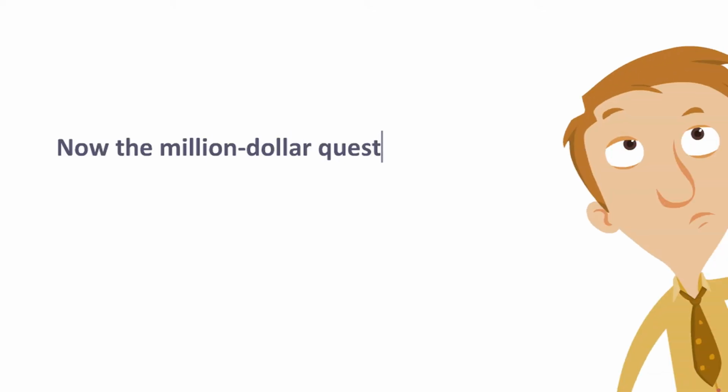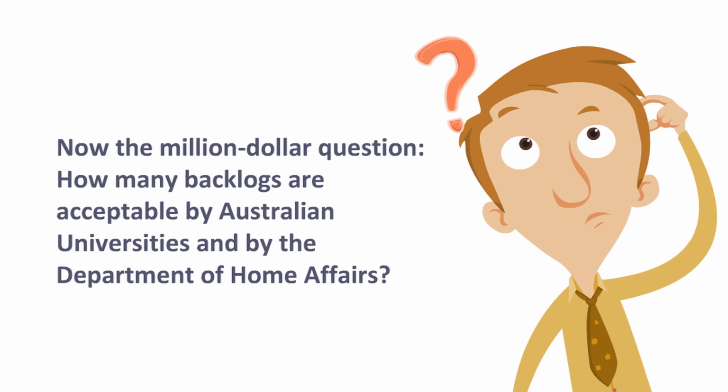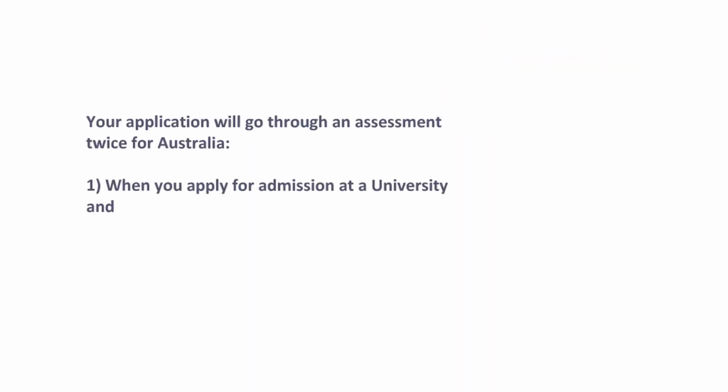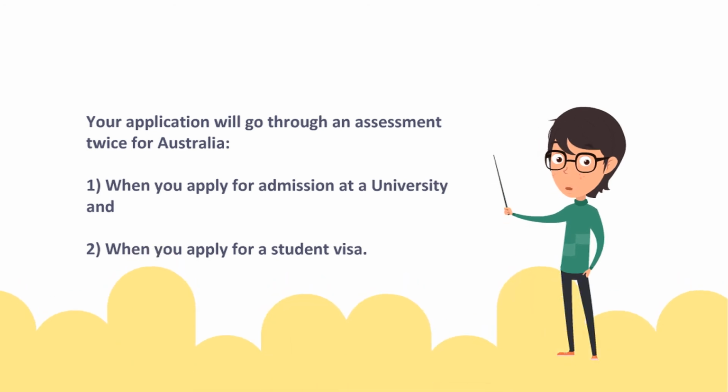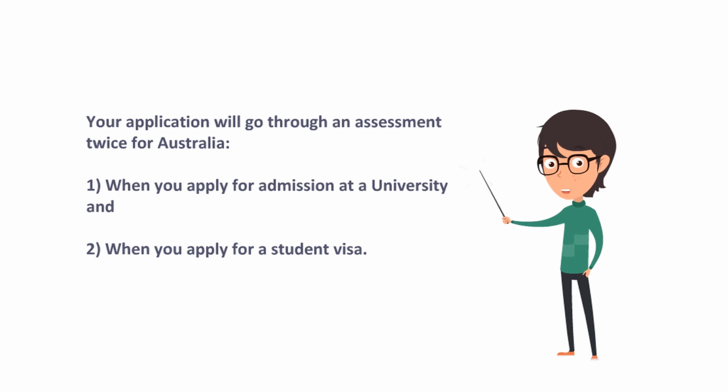Now the million-dollar question. How many backlogs are acceptable by Australian universities and by the Department of Home Affairs? Your application will go through an assessment twice for Australia. 1. When you apply for admission at a university, and 2. When you apply for a student visa.